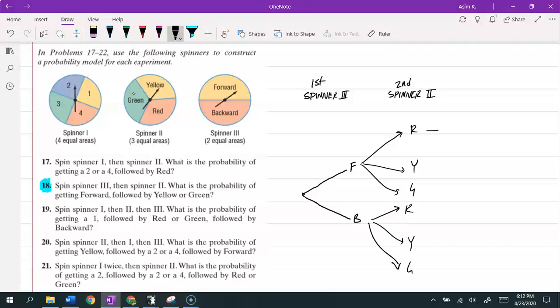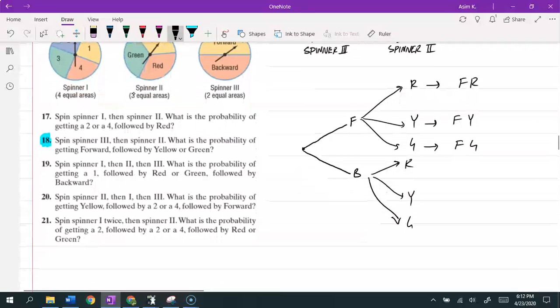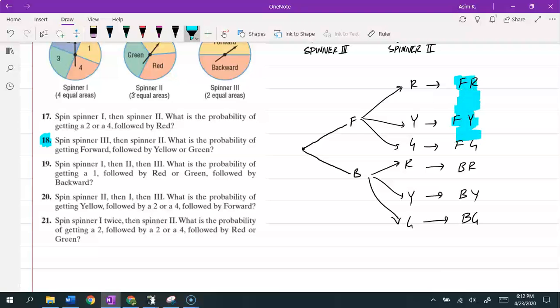So altogether, what you really have is you could have forward and then red, forward and then yellow, forward and then green. You could have backwards red, backwards yellow, and backwards green. So what is our sample space? Our sample space is right over here.